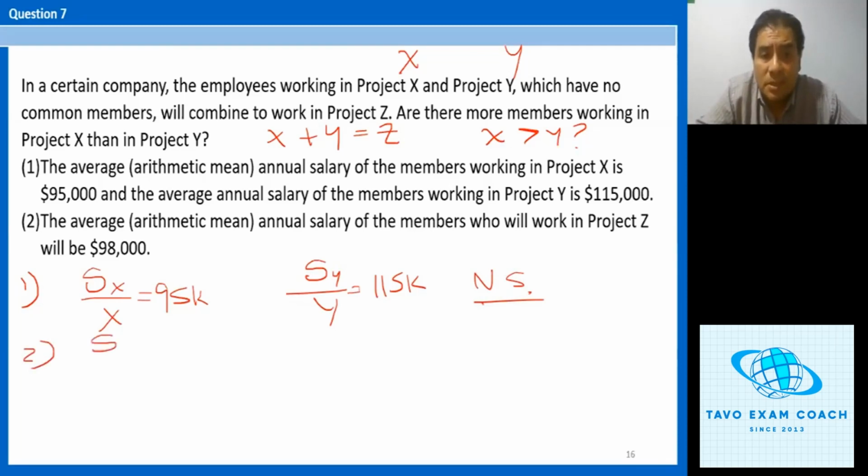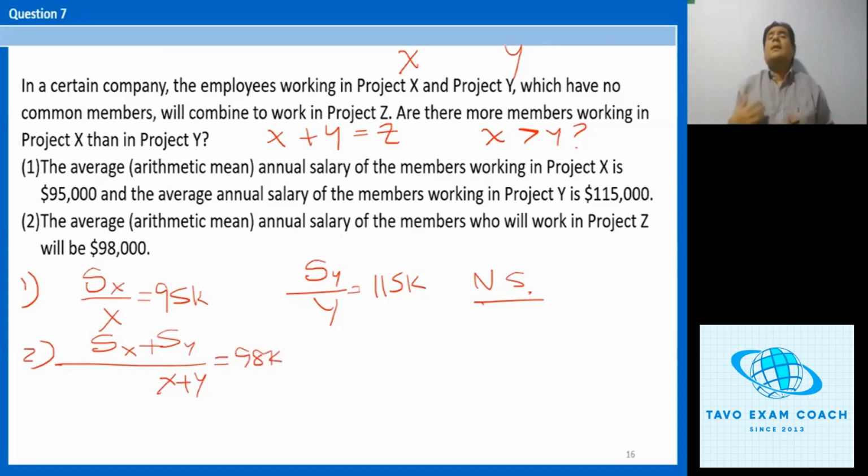Number 2 says that the average, arithmetic mean annual salary of those who will work in project Z will be 98K. So these two sums of salaries divided by the total number of employees is 98K. But that itself doesn't tell us which of X or Y is greater than the other. What about if we combine the two of them together?